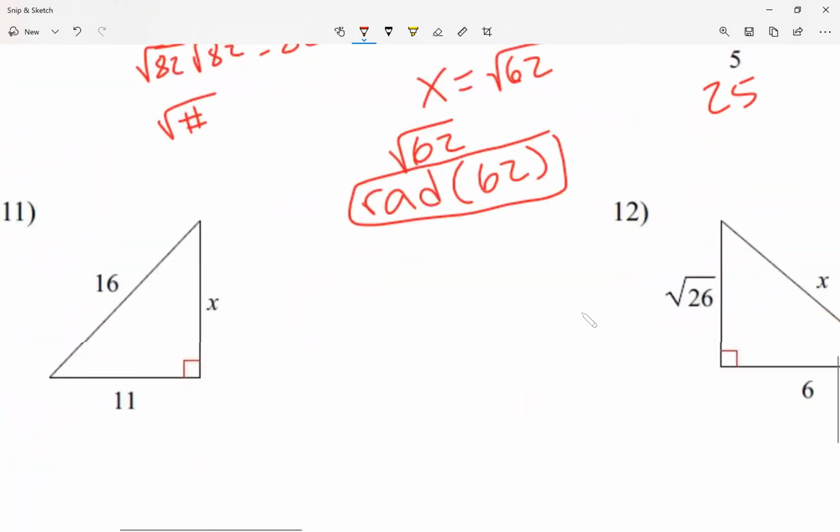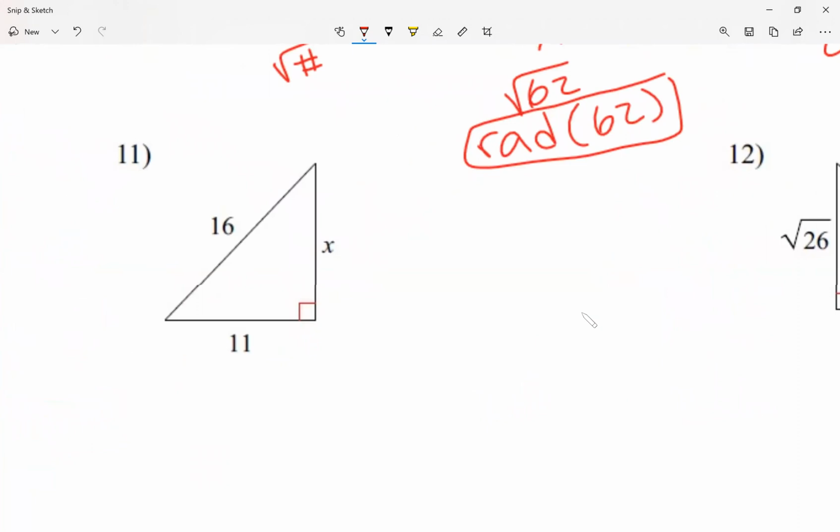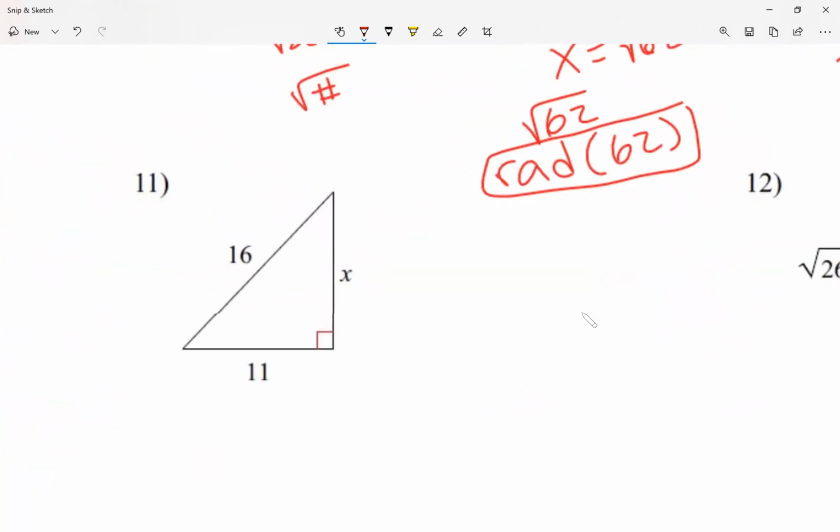All right, let's take a look at number 11. My hypotenuse is my C, right? The biggest side is C. The other sides are A and B. Now I gotta think of my multiplications. What's 16 times 16? 256. So when I squared everything, this is 256.